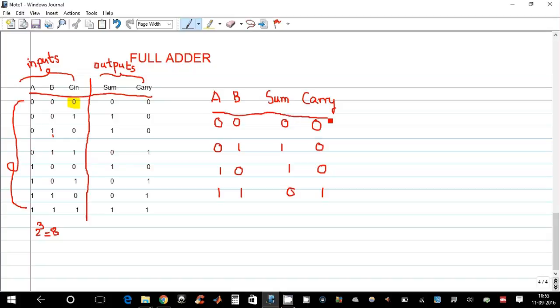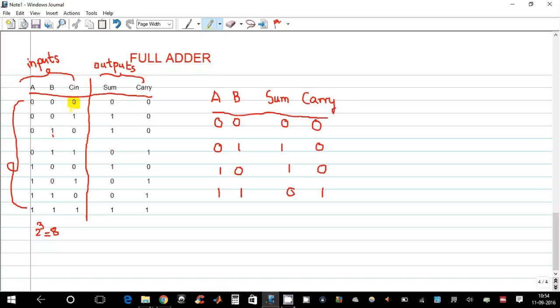This is the truth table for the half adder. Let's see how we can derive the truth table of the full adder from the half adder itself. For the addition of 3 bits, if one of the inputs is 0, that input can be ignored. As you can see, in the addition of 0 plus 0 plus 0, one input which is equal to 0 will not change the addition of the remaining 2 bits.